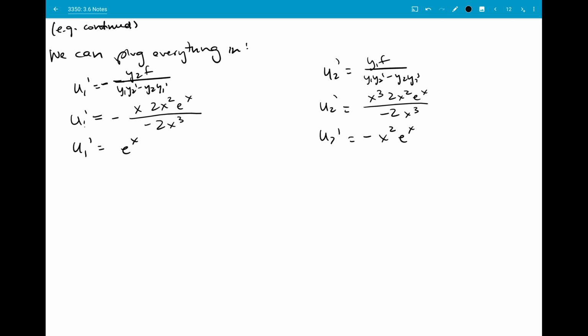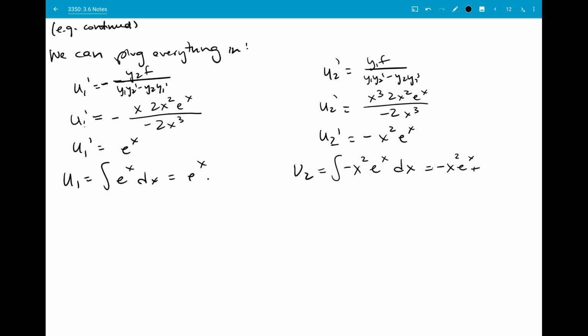Okay. So from here, what we have to do is integrate. So u1 is the integral of e to the x with respect to x. So that's just e to the x. And u2 is the integral of minus x squared e to the x with respect to x. And I'm not going to show you that. I'm just going to tell you that it should be minus x squared e to the x plus 2x e to the x minus 2e to the x.